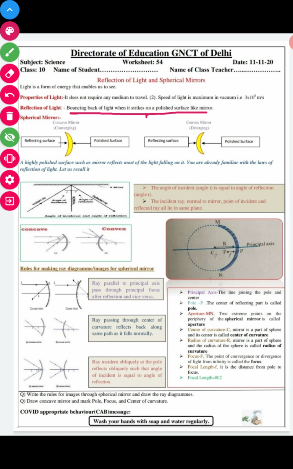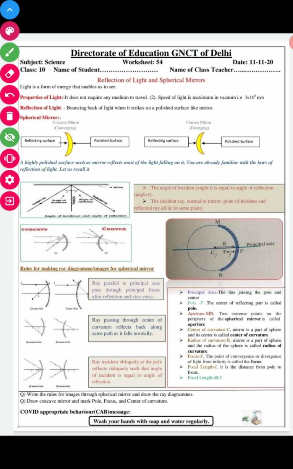Okay. Reflection of light: bouncing back of the light when it strikes on the polished surface like mirror is called reflection of light, right? Just see, this is the surface of mirror. This is polished from one side, and this is the pathway of light. This light strikes this surface and is reflected back. Okay, this is the way the light bounces off a polished surface.